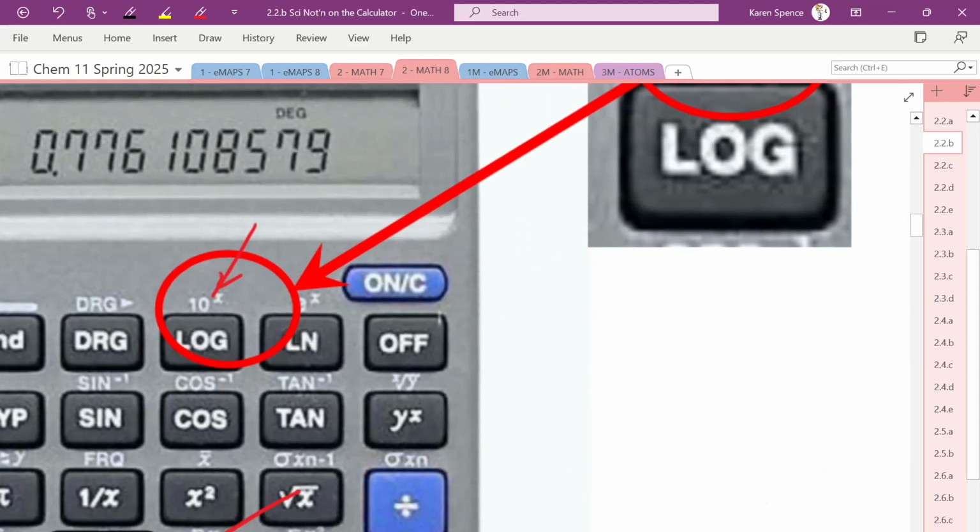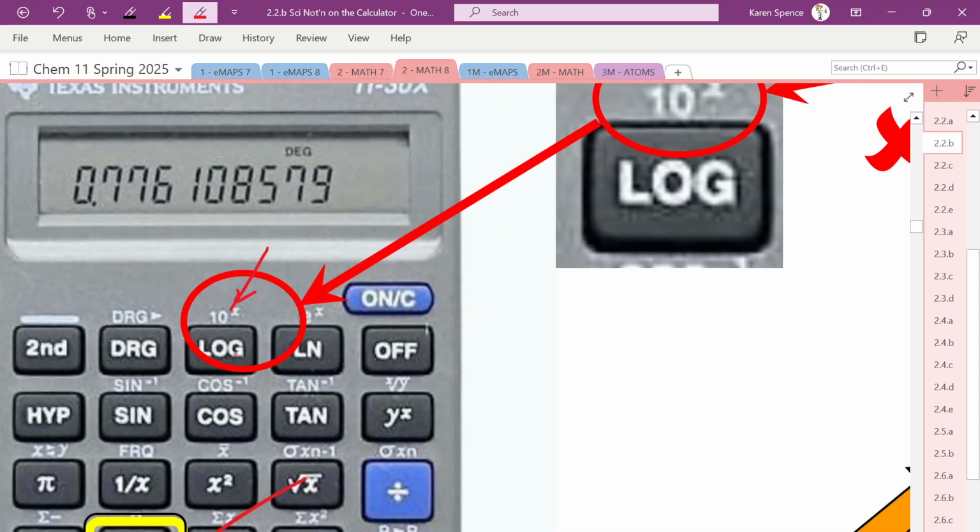Do not do the second function log. Do not do second function log. That will take the anti-log rather than doing scientific notation. You don't want to take an anti-log, you want to do scientific notation. They have different functions. The buttons do different things. There is a use for all of these buttons, but not here.